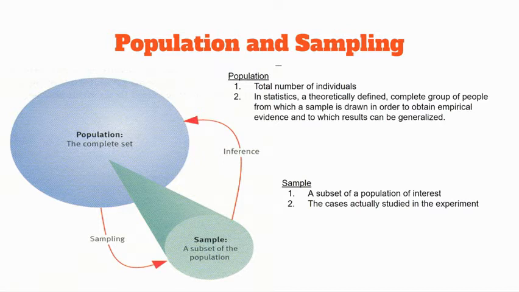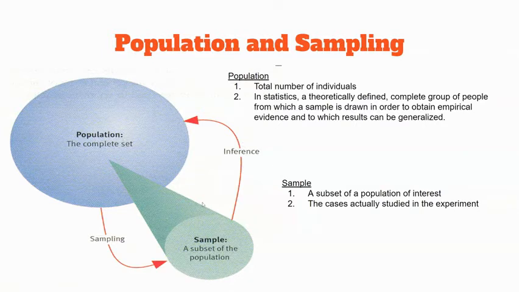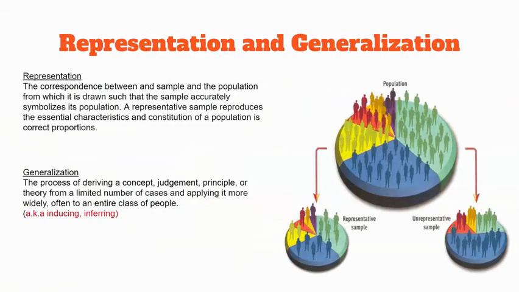Within that, because many times those groups are so large, you need to take a sample, or a subset, of the population to be able to run your study and get a good generalized idea of what the overall population is like. And we'll take a look in a moment at two different ways to do that. Once you get your sample, you can start to make inferences or generalizations about the population at large. So: representation and generalization.